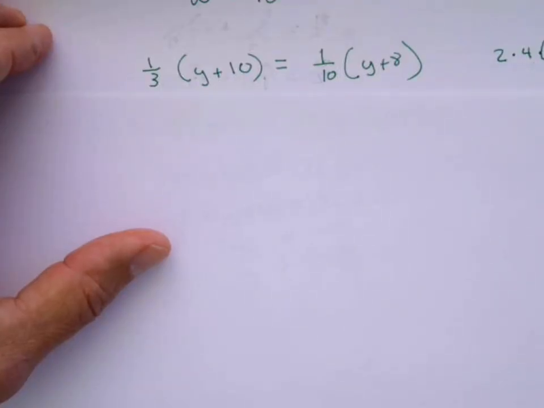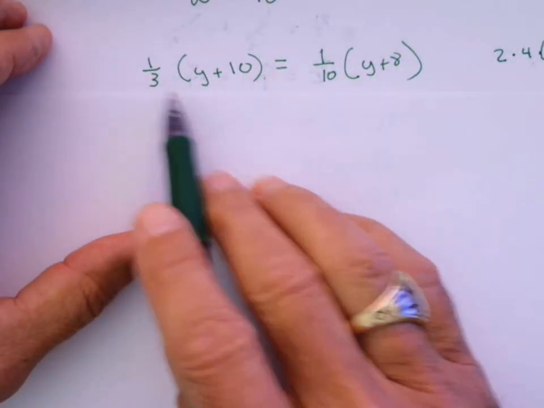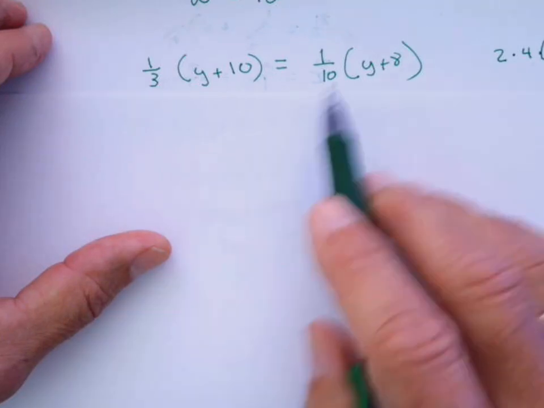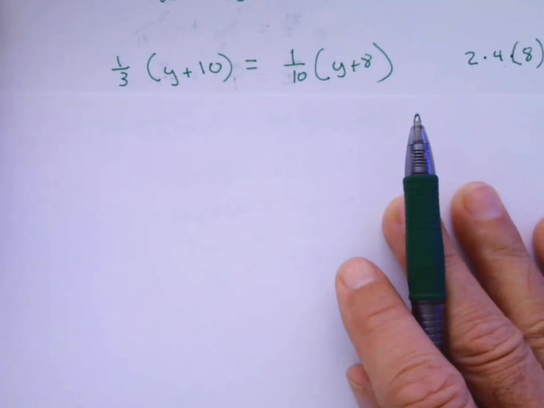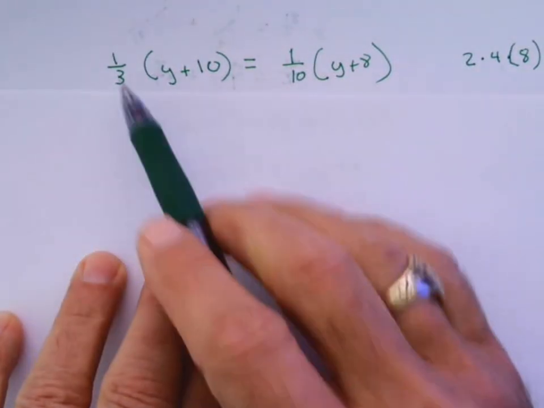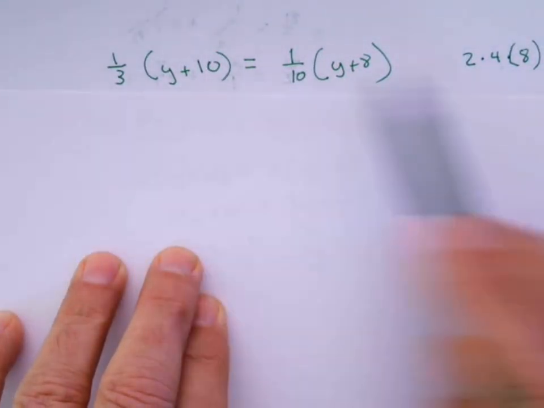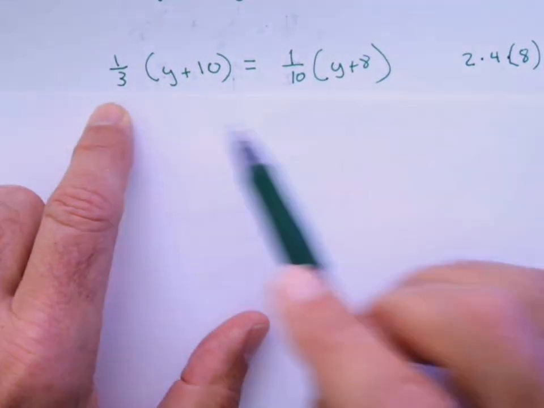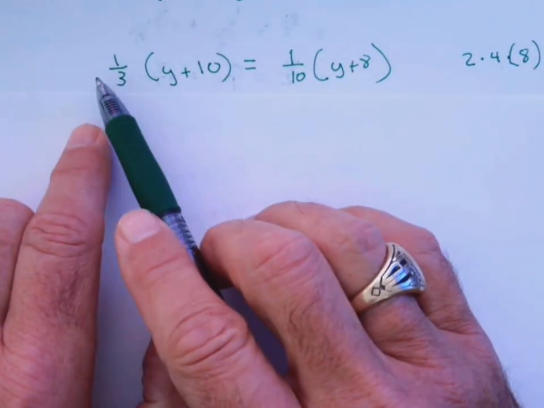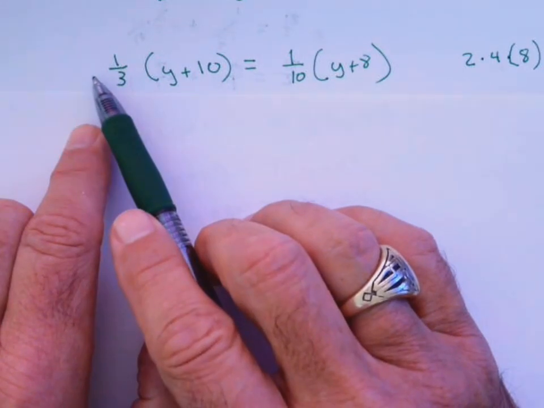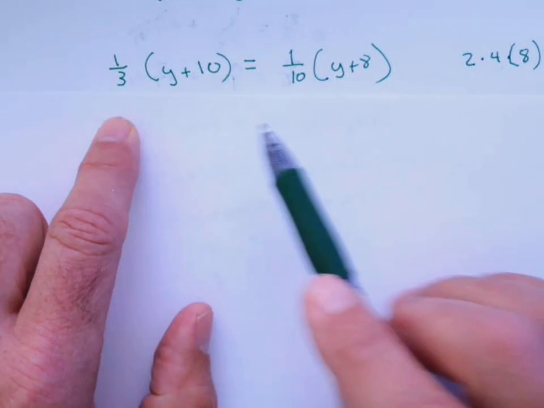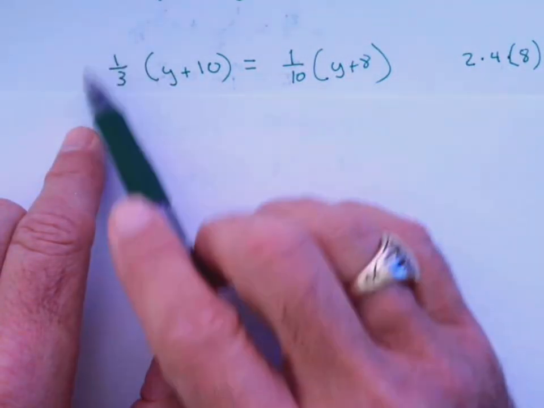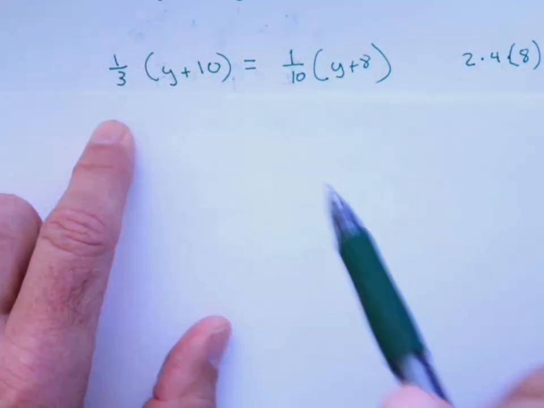Another way you may see a problem involving fractions written is like this, where you have a fraction multiplying something in parentheses and a fraction multiplying something in parentheses. Normally you go, well, let me just go ahead and distribute, and you could do that and then eliminate the fractions. But before you do that, just understand that if I multiply something in front of this, something times 1/3 times y plus 10, you can do the elimination of the fraction before you distribute.